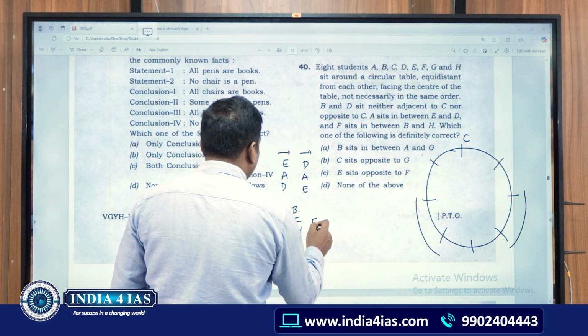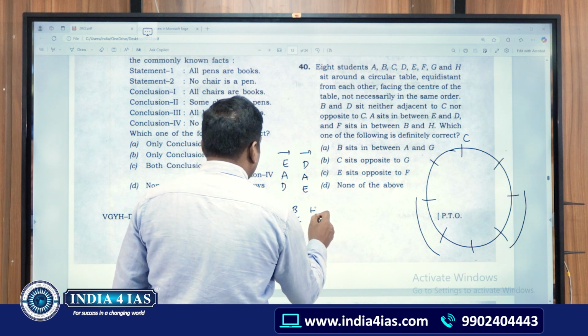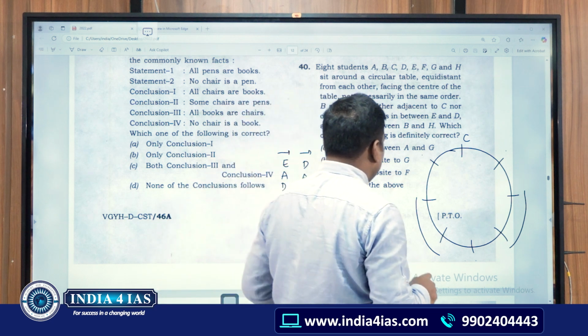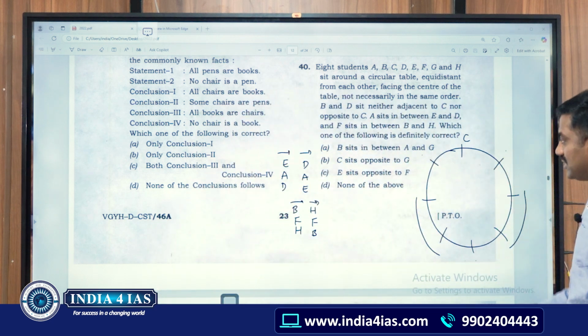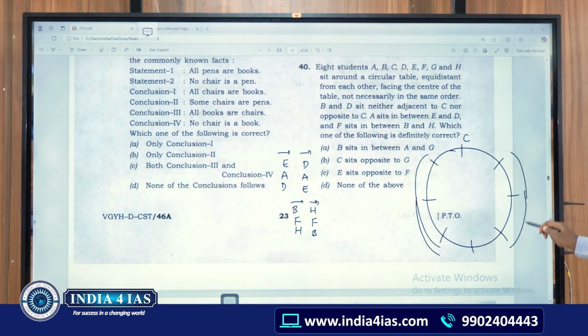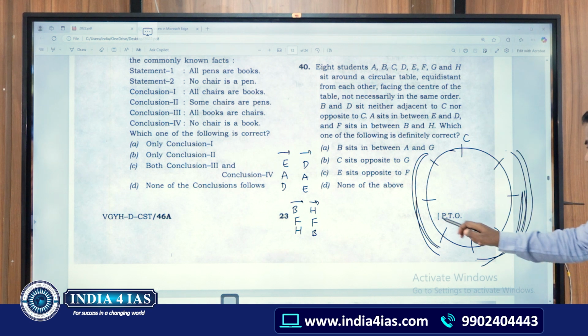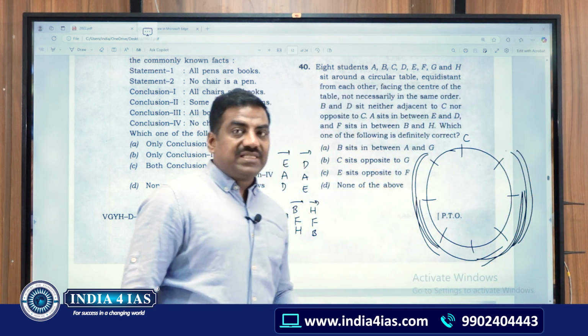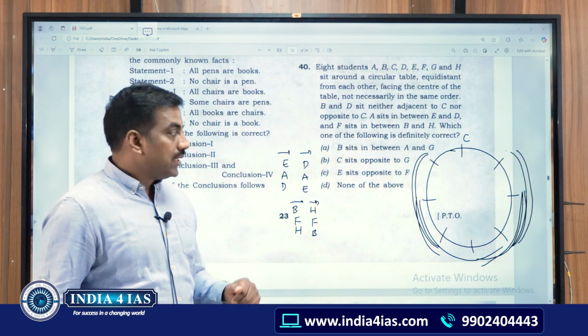So, these 3 people are together, and these 3 people are together. How do I make them sit? These 3 people can be here and the other 3 people can be here. Or if these 3 people are here, the other 3 people will be there. So, basically, I have 4 possible ways of making these groups sit.